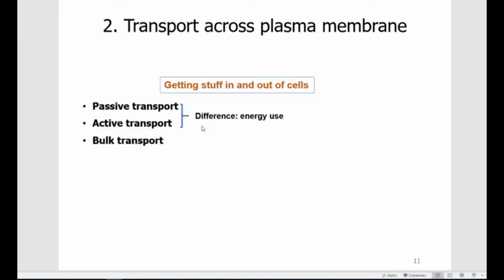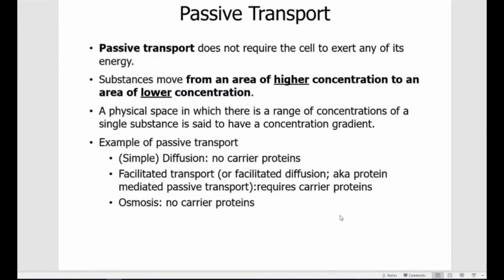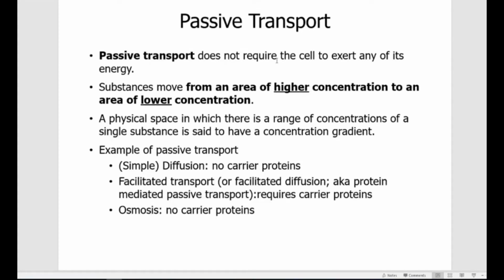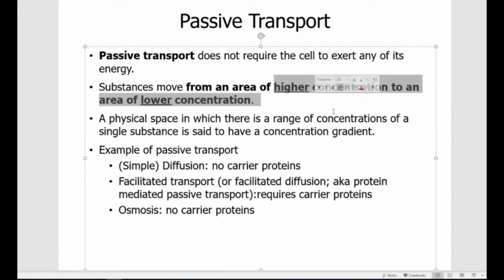The main difference between passive and active transport is whether energy is required. Passive transport does not require energy. Things can just move, but active transport requires energy. So you have to provide energy for things to move around. All right. So we're going to focus on passive transport first. Like I said, it does not require energy. Molecules can just move from a higher concentration to a lower concentration.